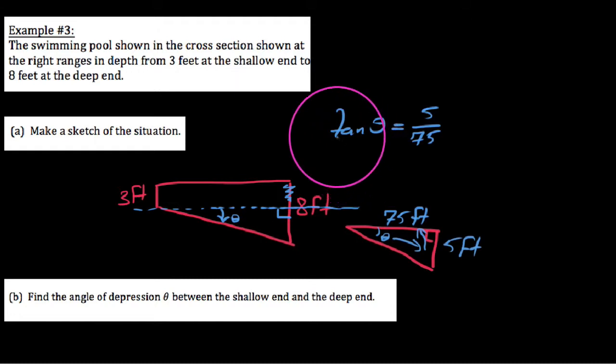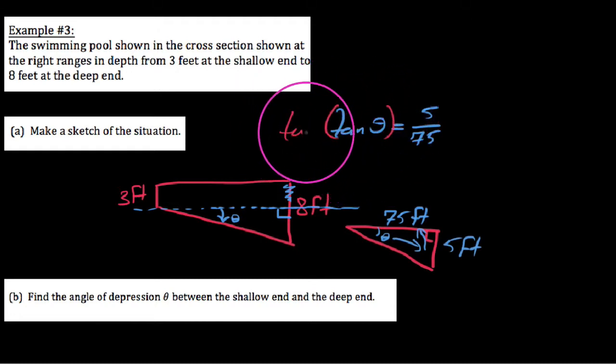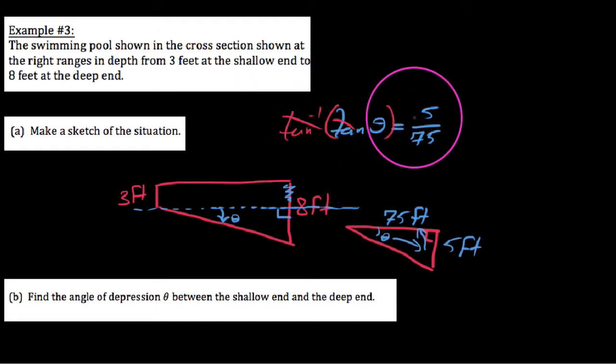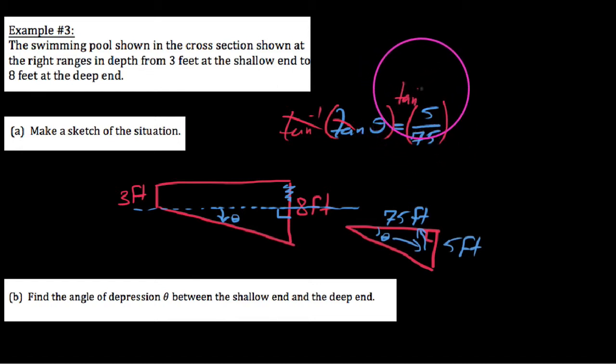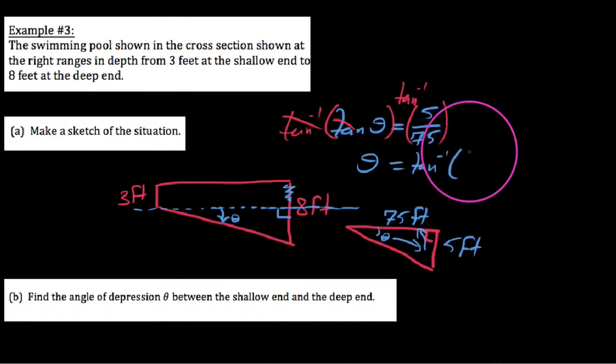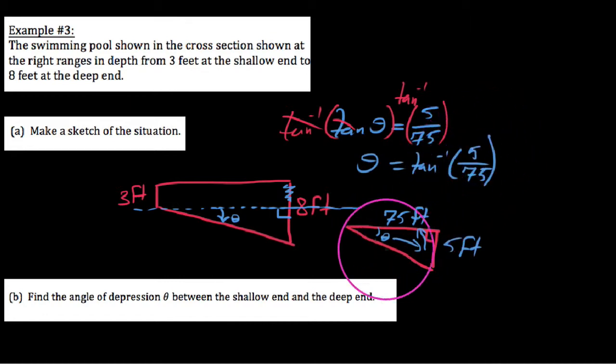We say, well, then therefore, if we took the tangent inverse of both sides, tangent inverse, which will undo our tangent, and take the tangent inverse of everything on the right, we end up with this. We say theta is equal to the tangent inverse of 5 over 75. This literally says I am the angle that when you take the tangent of me, you get 5 over 75. But we'll just ask our calculators here.